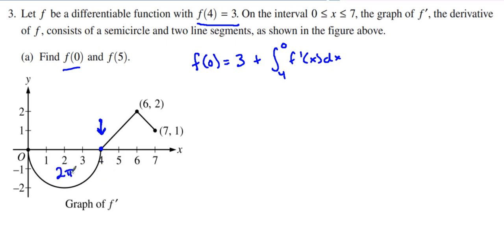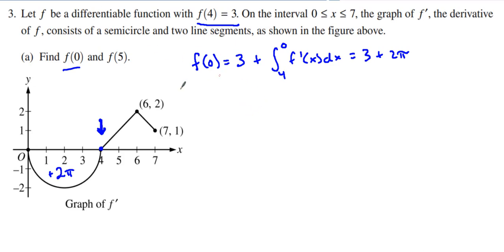Now, you might say, yo, Aiden, this is below the x-axis. That's going to be negative 2 pi. Well, remember, our frame of reference is right here, which means this will be positive 2 pi. We're going in the opposite direction. So we're going to have 3 plus 2 pi, and that is what f of 0 is. That's the position at f of 0.